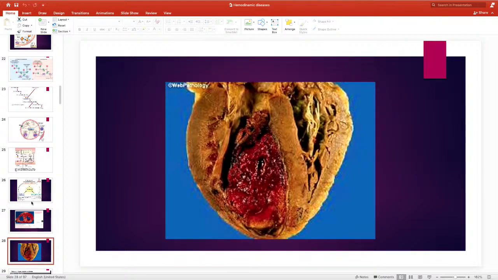Now, thrombi in different locations, sometimes we have in different locations and different names we are giving. Thrombus which we have in the heart, we call this mural thrombus. Mural thrombus, this is thrombus in the heart, what you see here. Okay? Mural thrombus, M-U-R-A-L. This is thrombus which occurs in the heart.